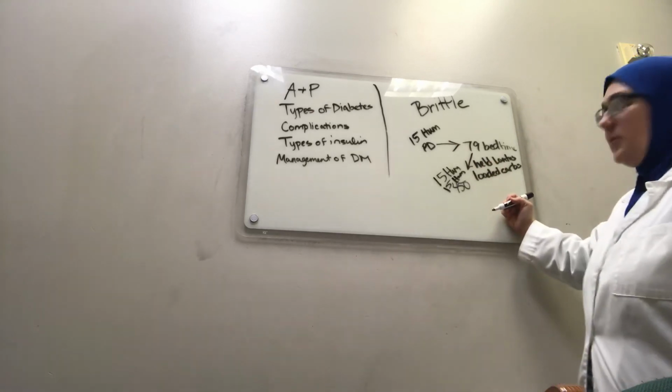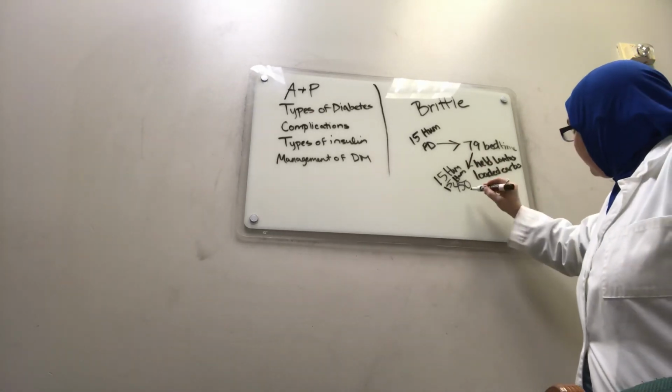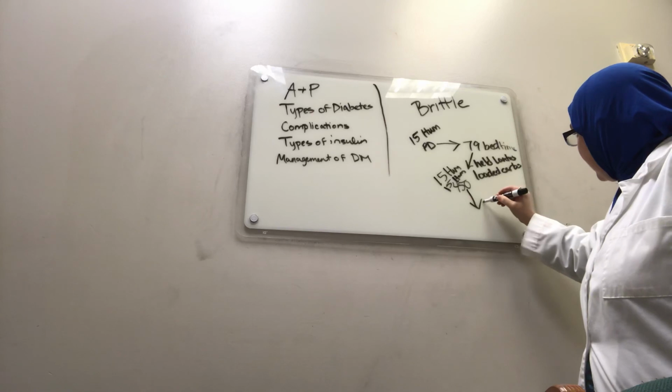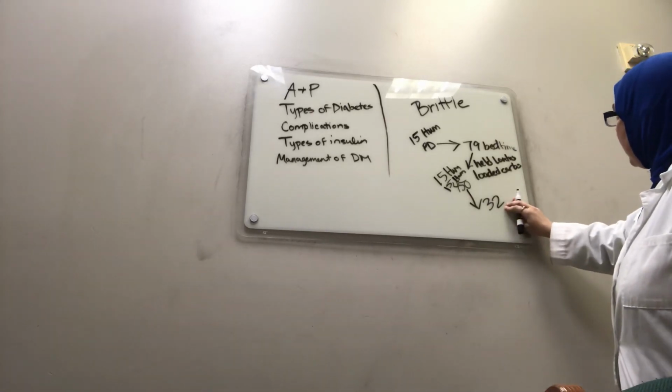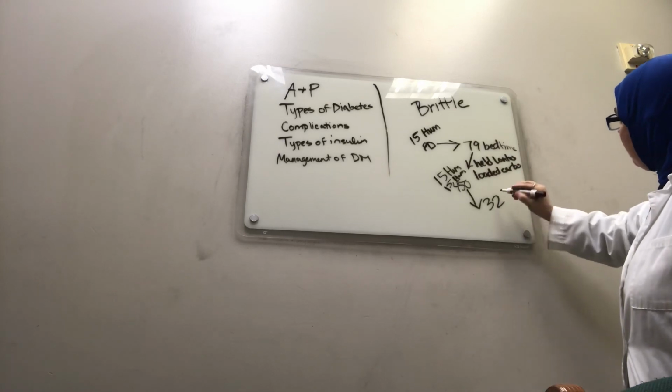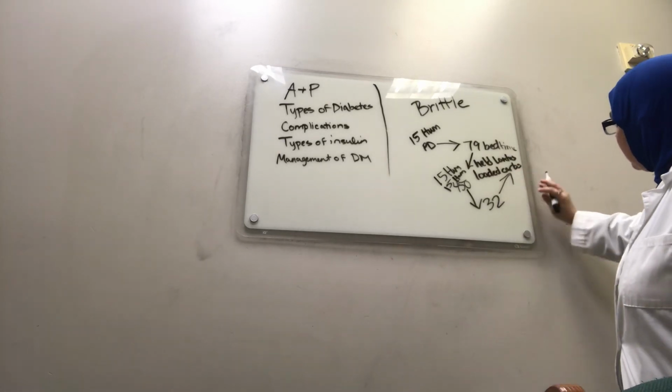And maybe the patient's not eating very well. So now we've dropped their blood sugar again. Let's say we dropped it this time to like 32. Now we're going to do the exact same thing. We're going to hold their insulin and load them up with carbs again. Bounce that blood sugar right back up.